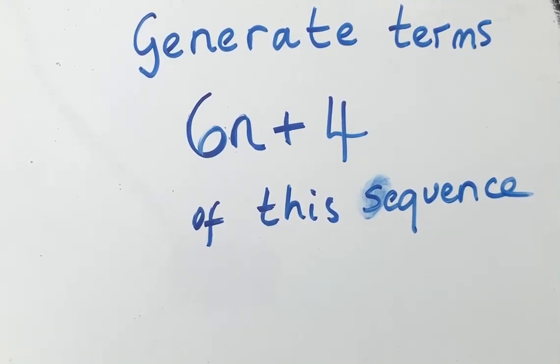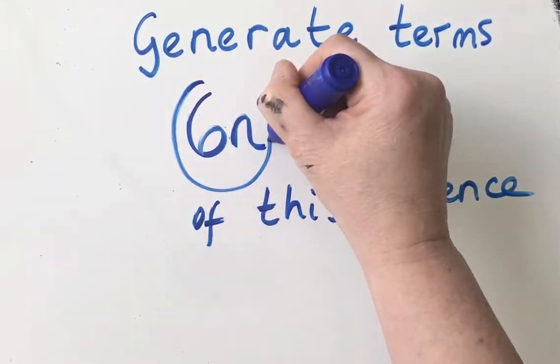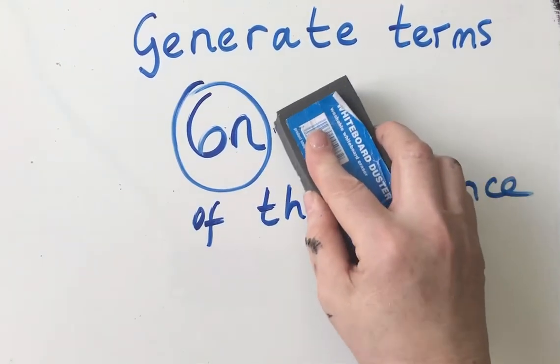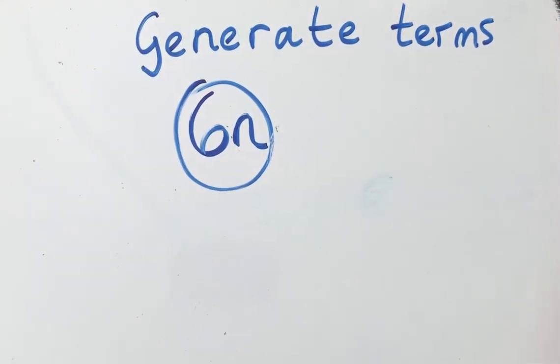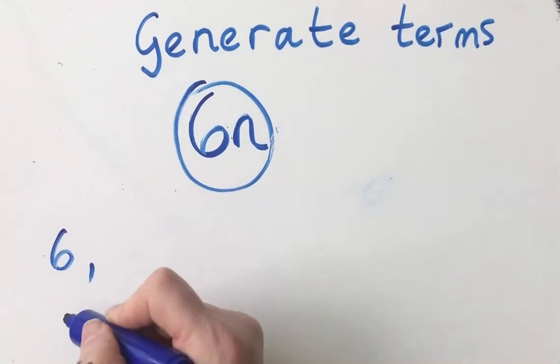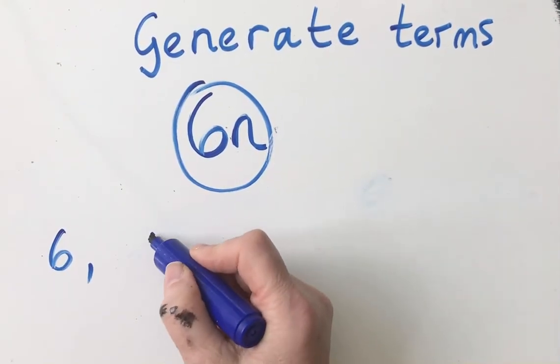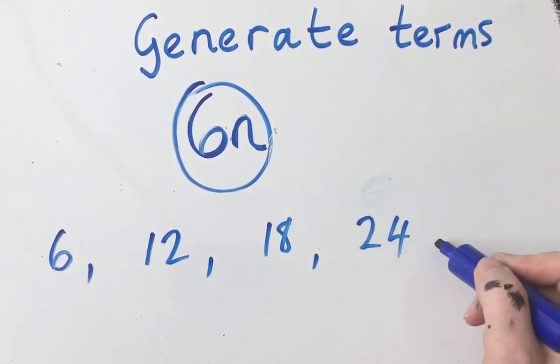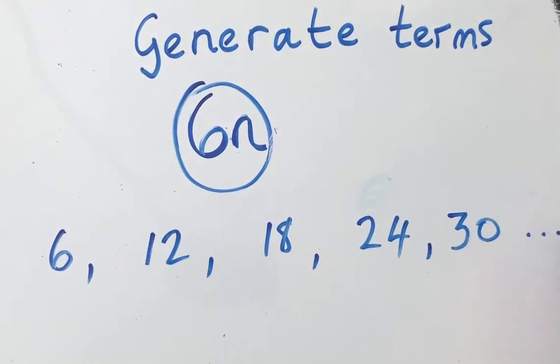In actual fact, sequences, like a lot of other things in maths, are just times tables in disguise. This sequence is actually the 6 times table, because if I wanted the 6 times table, I would have 6 times 1 is 6, 6 times 2 is 12, 6 3s are 18, 6 4s are 24, 6 5s are 30, and so on.